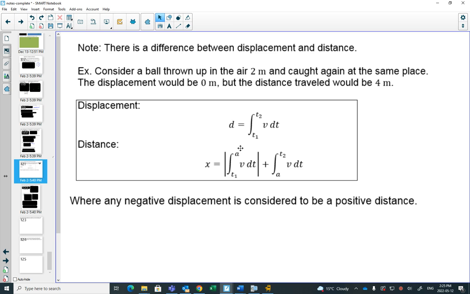So if you take a ball, if we take a ball and we throw it up in the air and catch it in the same place that we threw it up from, then the displacement is 0, but the distance, it's gone up 2 meters, come down 2 meters, is 4.